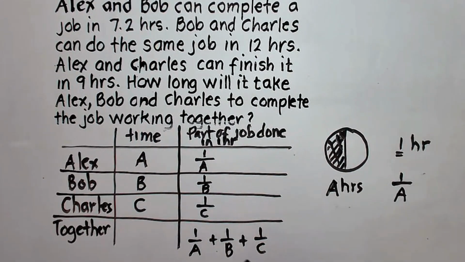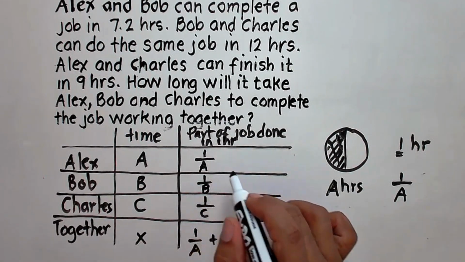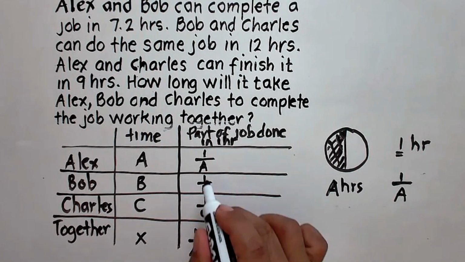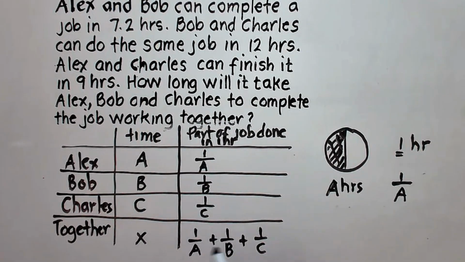So what therefore is the length of time for all of them to work together? We do not know. So we let that be the variable X. And since the pattern now is that this is equal to 1 over whatever is here, we can form this equation: 1 over A plus 1 over B plus 1 over C is equal to 1 over X. We're going to go back to this equation later on.